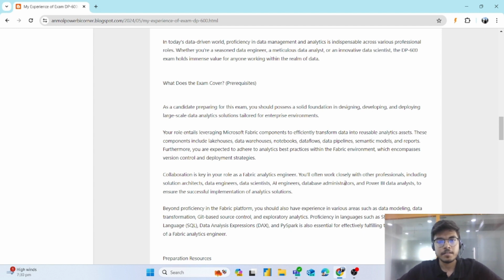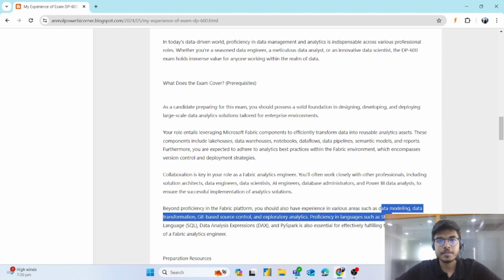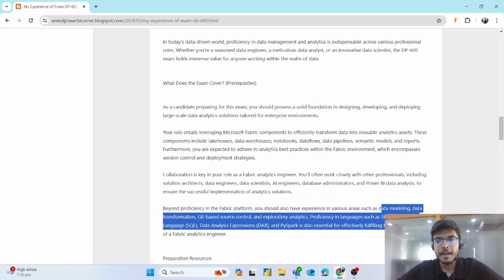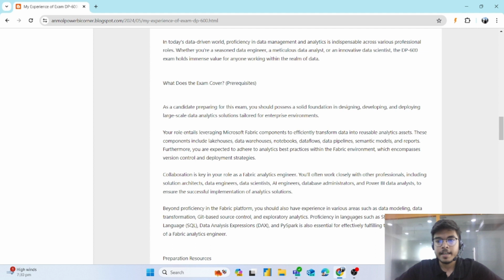If you are focusing on this exam, then you should focus on the PySpark part, then the Power BI side and the SQL side. These three are the mainly covered topics in the exam. In more detail, the main topics are data modeling and data transformation, Git-based source control, exploratory analytics, and then you should be proficient in languages such as Structured Query Language, SQL, DAX and PySpark. I will be sharing this blog in the description of this video, so you can check it out and read in detail about this.